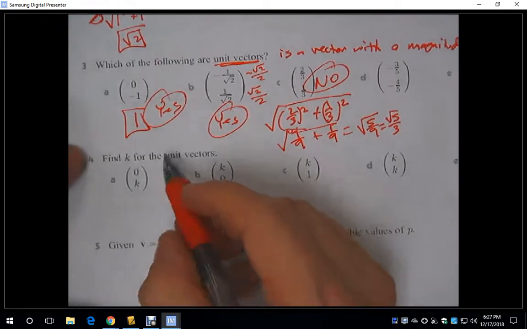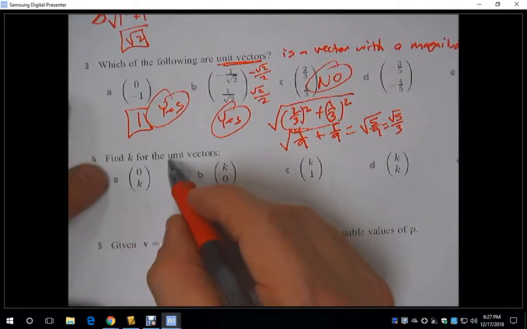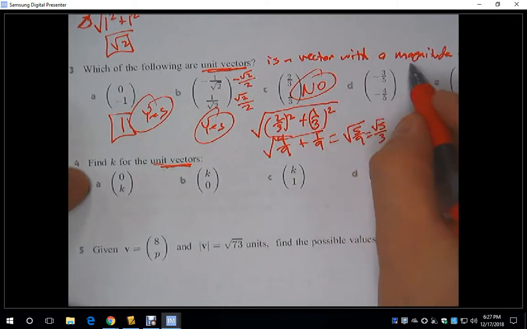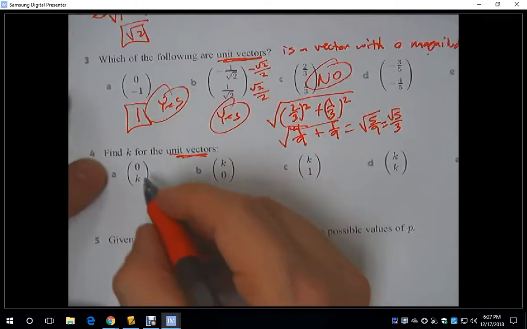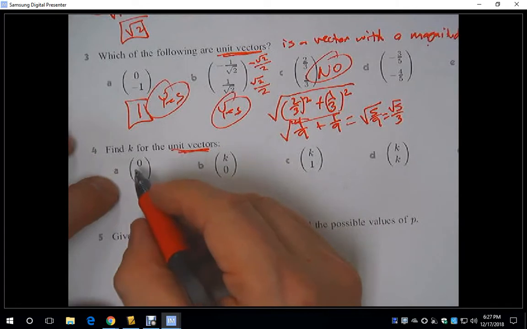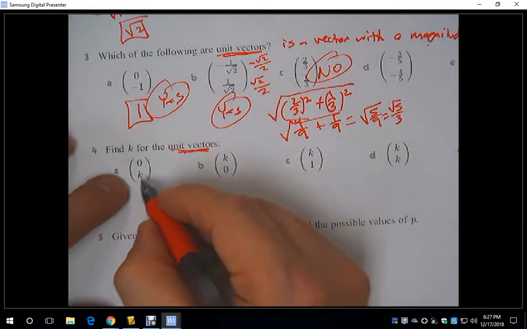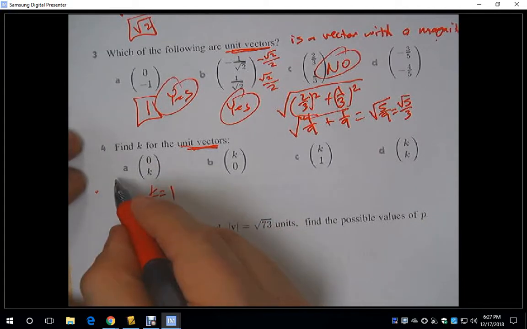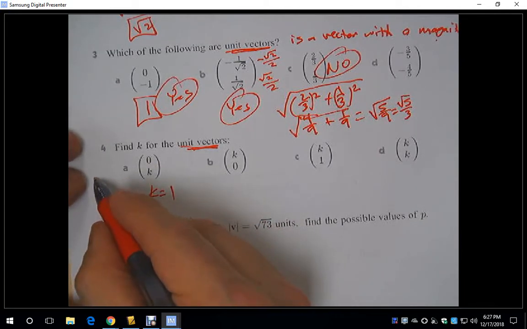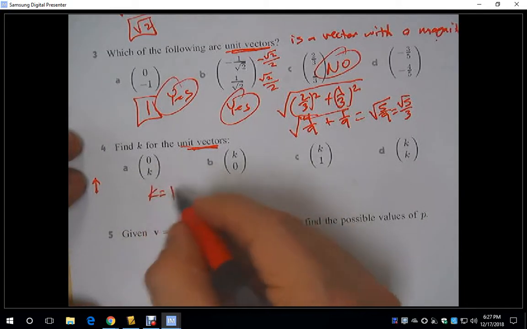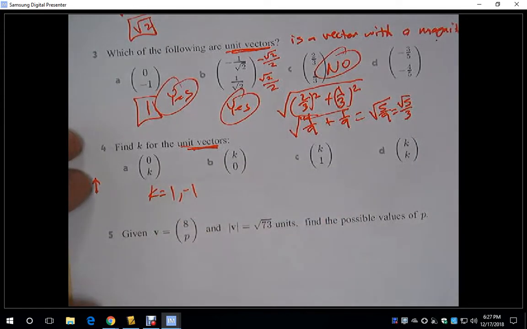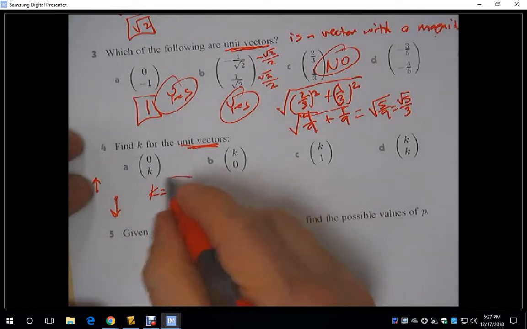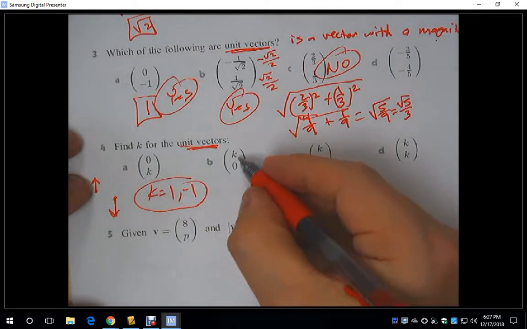Let's continue. It says here, find k for a unit vector. Recall again that a unit vector is a vector with a magnitude of 1. So if I have a vector 0, k, then k has to be 1, because our vector is going no spaces left or right, and then we're going 1 up. But it is also true that k could be -1. We could also be going in the opposite direction. So there are 2 values here. Here, there are 2 values as well.